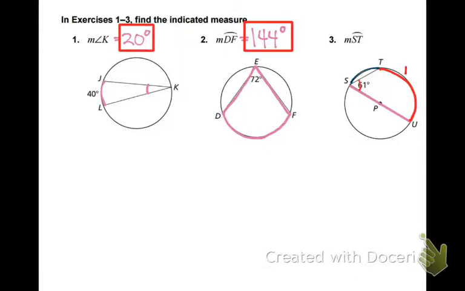Nope, 122. You double it. Remember that the arc is double the angle. All right, so now we have 122 degrees of the 180 of the semicircle. So how do we find ST? Subtract from 180. So 180 minus 122, so we get 58 degrees.